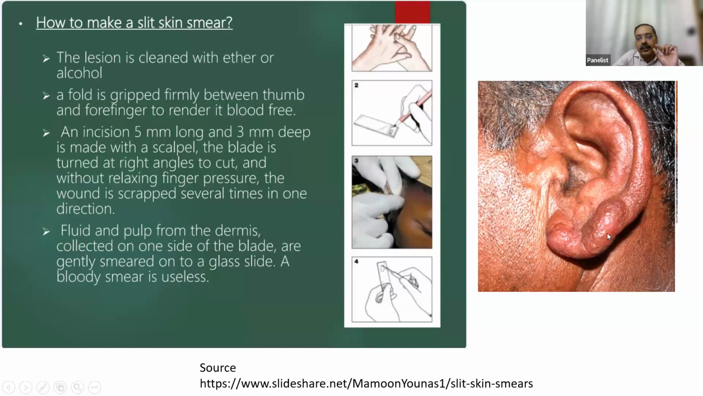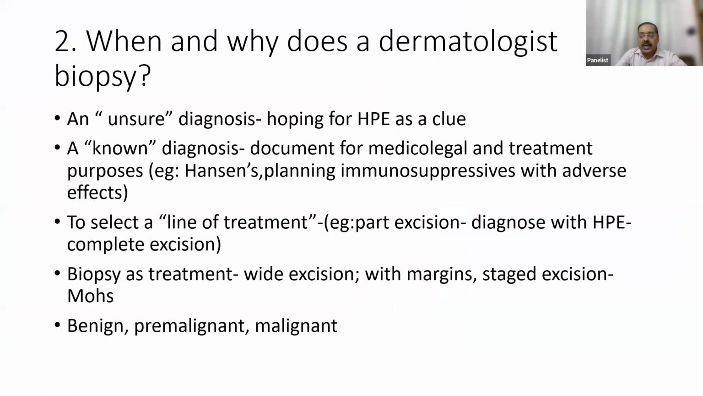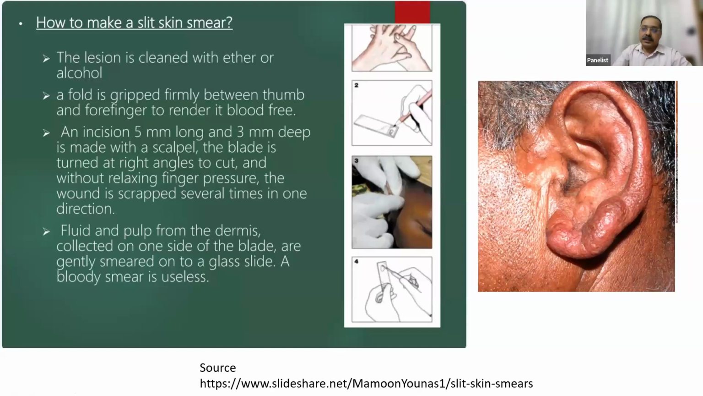First, before that, that fold should be gripped firmly between the thumb and the forefinger and made avascular, blood-free. And then you make a small linear incision. And then the blade is turned 90 degrees at the end of the area. From there, scraping is taken, and that material is smeared onto a slide. And if AFB is positive, you will develop an index. So that is how a slit skin smear is done.